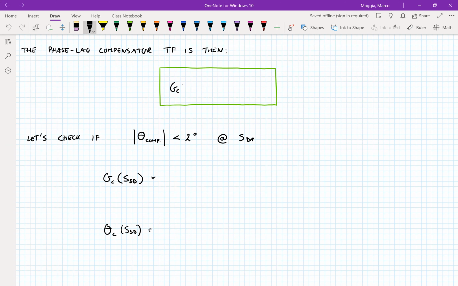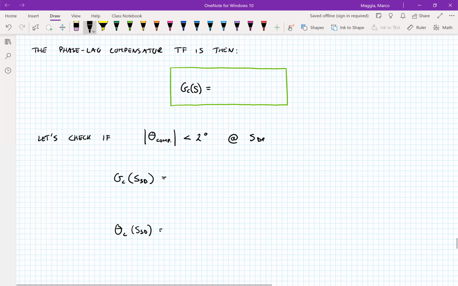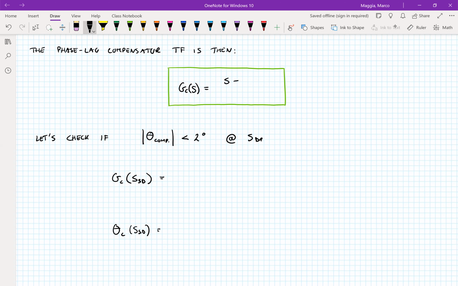All right, so with this choice, we can write the transfer function for the compensator. So it's going to be s plus 0.02 over s plus 0.0025. Now we can check that the overall angle associated with the lag compensator is indeed small. And remember that I told you that usually that is less than 2 degrees, calculated at the dominant pole. So let's actually do so.